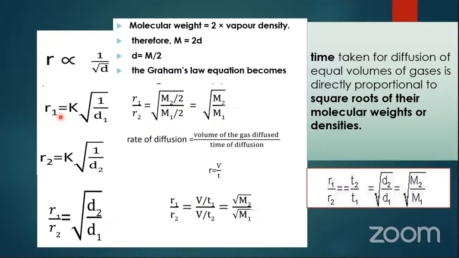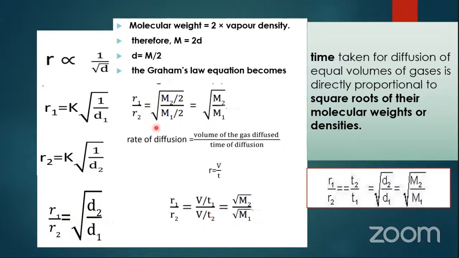Okay, so R1 is equal to, we are removing the proportional sign here, so a proportionality constant is taken. R1 is equal to K times square root of 1 by D1. This is taken for R1, meaning for one gas. Next, R2 means another gas. What is R? Rate of diffusion. Rate of diffusion of any gas is equal to the volume of the gas diffused divided by the total time taken for the diffusion. Rate means speed or velocity. Simply, velocity means distance covered in a unit time, isn't it? Like that, rate of diffusion means volume of the gas diffused by the time of diffusion. This is directly proportional to 1 by square root of d, or simply inversely proportional to square root of d. Here we have taken two gases, so R1 by R2 is equal to square root of D2 by D1.